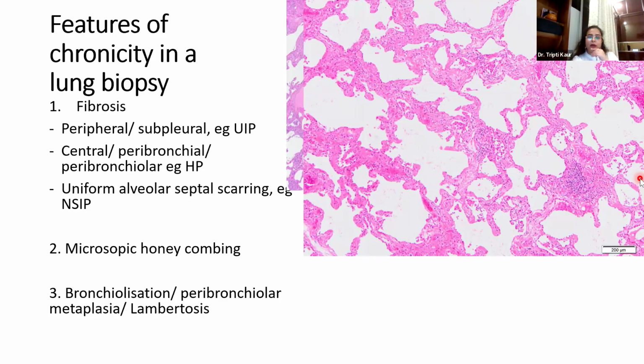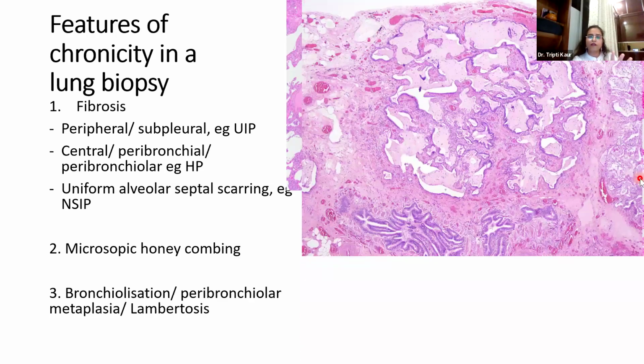So next is microscopic honeycombing. Microscopic honeycombing is the end result in any kind of fibrosis. It is not specific for UIP. Even in cases of coal workers' pneumoconiosis, you can see this kind of honeycomb appearance. These are basically because of the alveolar parenchyma collapse. These cyst-like structures are formed, which are lined by respiratory lining epithelium, and they have impacted mucin within.